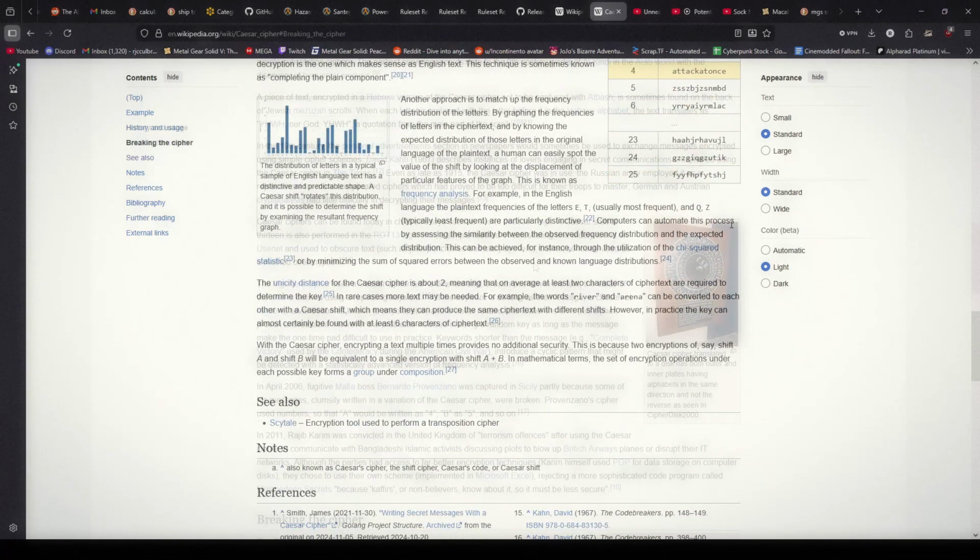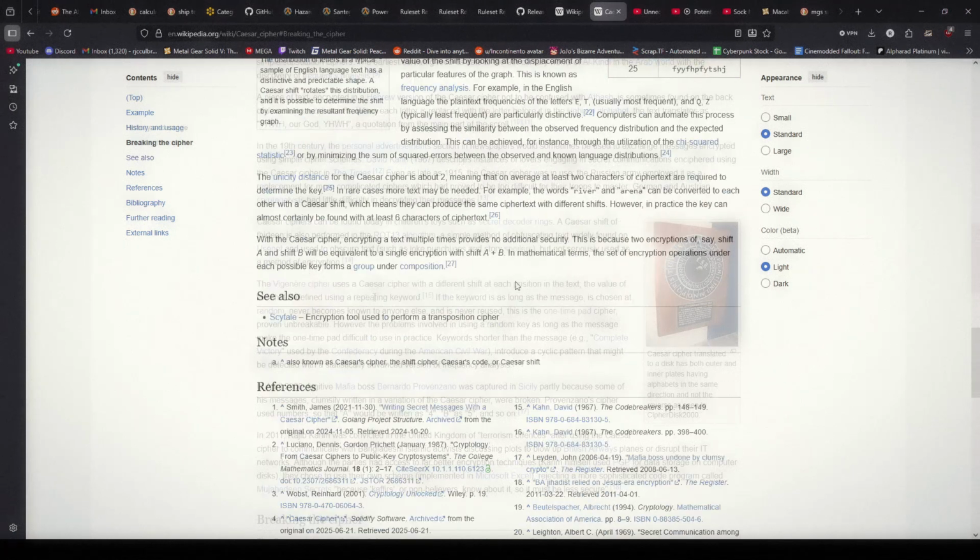Computers can automate this process by assessing the similarity between the observed frequency distribution and the expected distribution. This can be achieved, for instance, through the utilization of the chi-squared statistic, or by minimizing the sum of squared errors between observed and known language distribution. The unicity distance for a Caesar cipher is about 2, meaning that on average at least 2 characters of ciphertext are required to determine the key. In rare cases, more text may be needed.